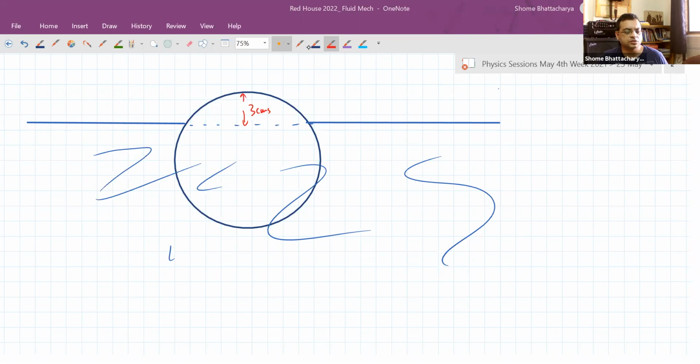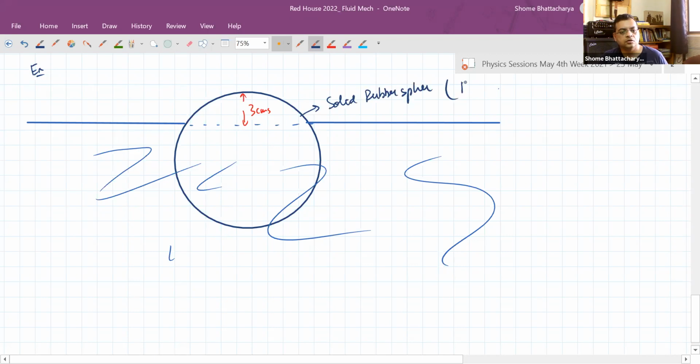So the same question, suppose this was the case. Now let's say this is a solid rubber sphere of radius 10 centimeters, density rho, and this is of course water of density 1 gram per cc. Now in this problem, I want to find out the density of rubber. So what I'll have to do is calculate the volume of the submerged part.